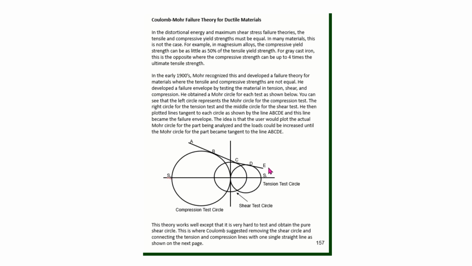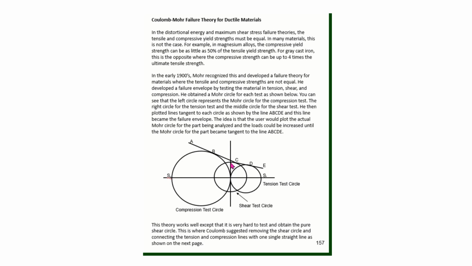And then he draws this ABCDE line, and then he takes the Mohr circle for the part of interest. Say the Mohr circle for the part of interest has some tension and some compression, so my Mohr circle would be somewhere in this region, and then he lets that circle grow by increasing the stresses until it becomes tangent to this line ABCDE. And this theory works really well.